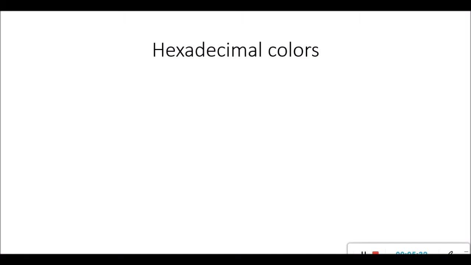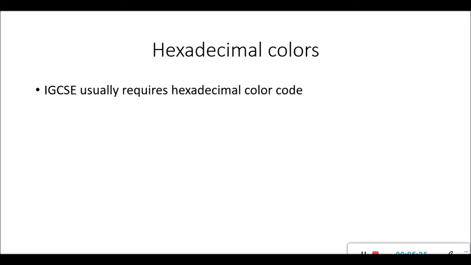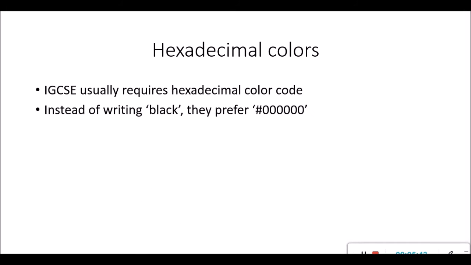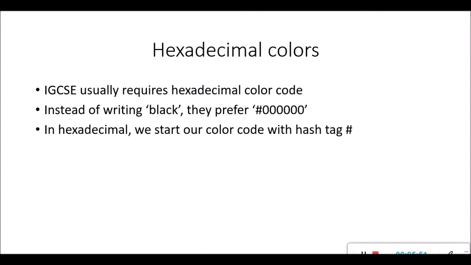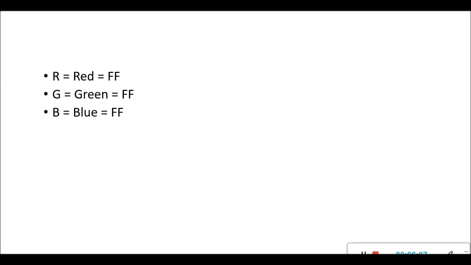One of the first things you need to know here is something we call hexadecimal color. Cambridge usually requires a hexadecimal color code. They will never ask you to write the name of the color itself, but they will prefer you to write it in hexadecimal. Now we start our hexadecimal code with a hashtag. The color code must be 6 digits, no more, no less. It shouldn't be 5 or 7, just only 6 digits, and it needs to start with a hashtag.